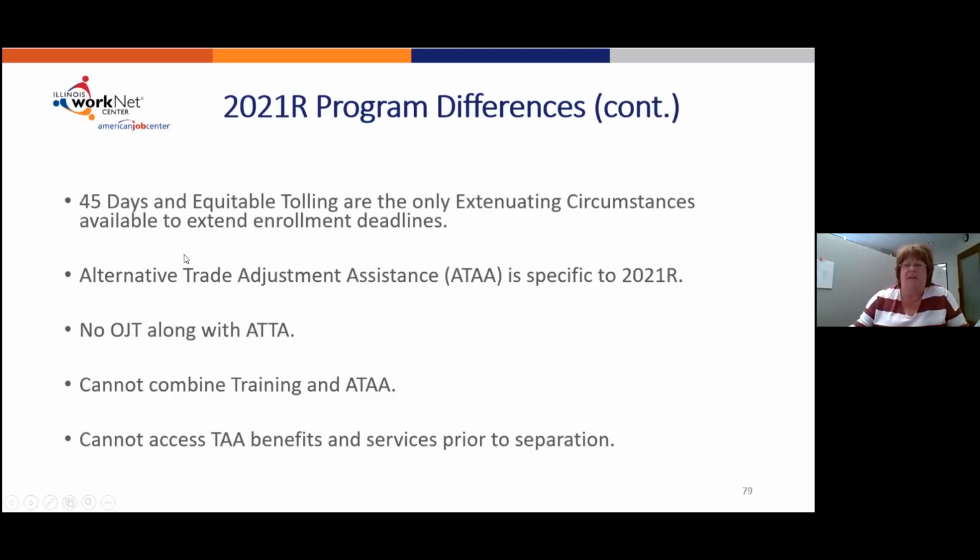The 45-day extenuating circumstances and equitable tolling are the only ones available that can be used to extend enrollment deadlines for these participants as well. The Alternative Trade Adjustment Assistance is specific to the 2021R participants only. They cannot get OJT along with ATAA, cannot combine training with ATAA, and they cannot access trade benefits and services prior to separation. In other programs, participants can access services prior if they are a threatened worker, but not under 2021R.